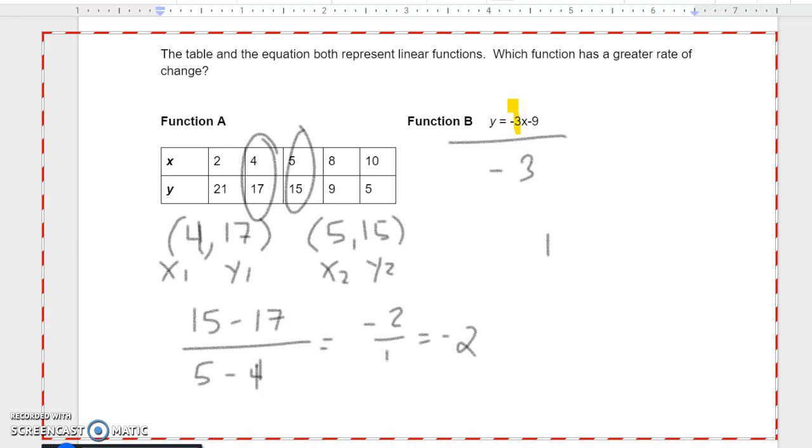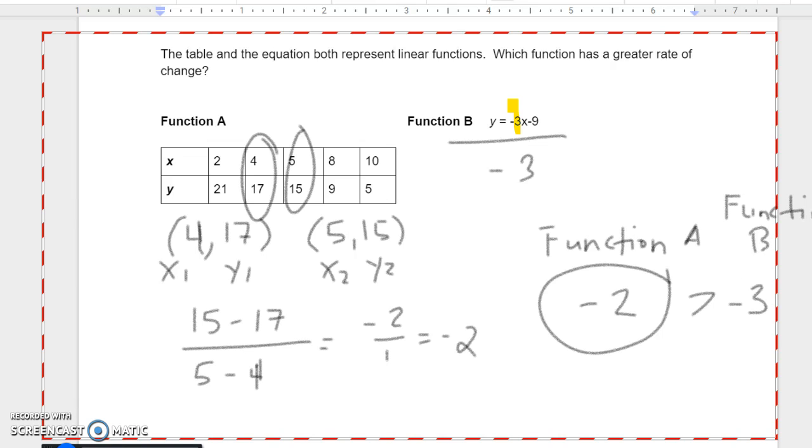So let's just write function A and B. And we're going to have negative 2 is greater than negative 3. So you remember that with negatives, if it's closer to 0, it's bigger. So therefore, function A has the greater rate of change.